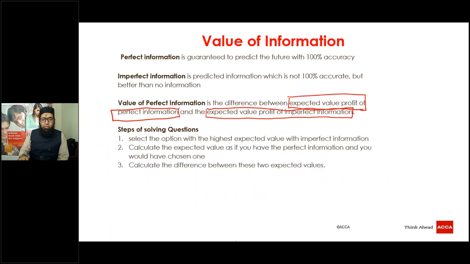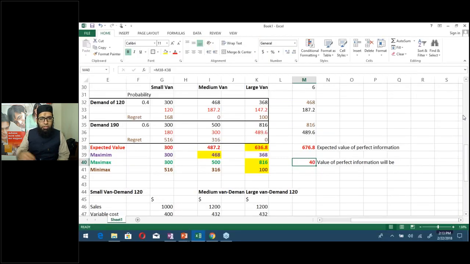So these are the steps that I had performed. You can see that. How 636? Yesterday we calculated the expected value of the large van, and it was 636.8. So this is the part of the calculation that I did yesterday.